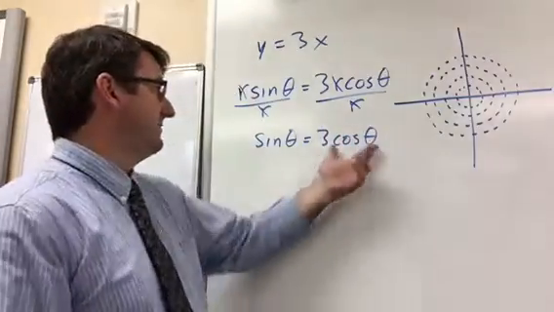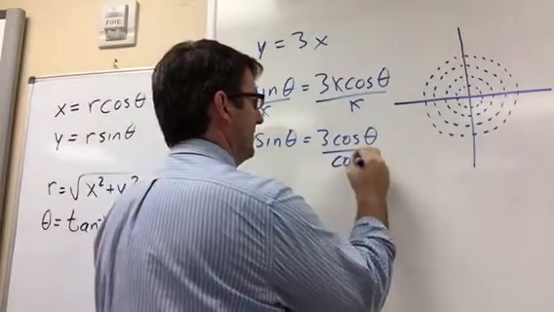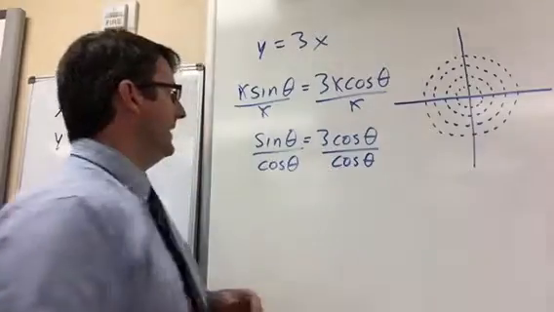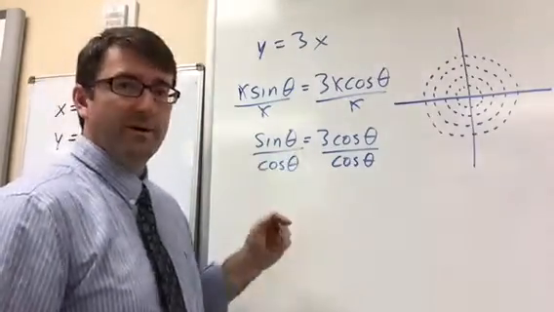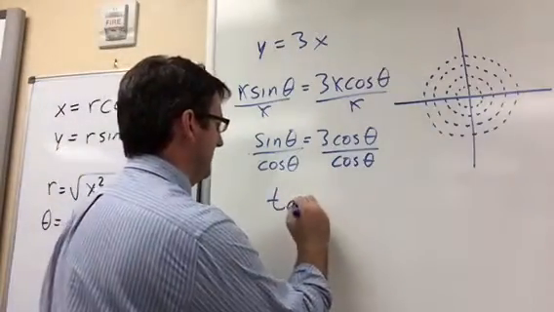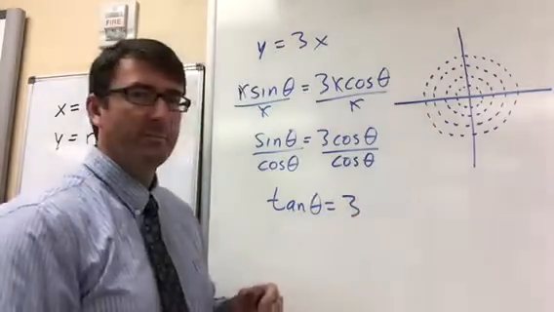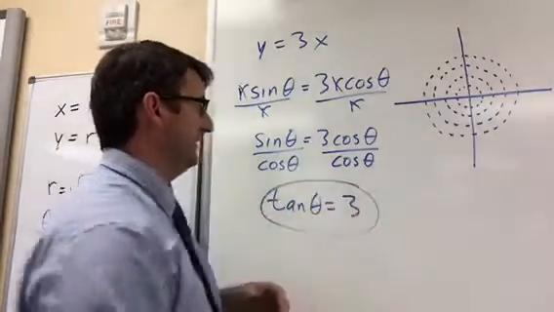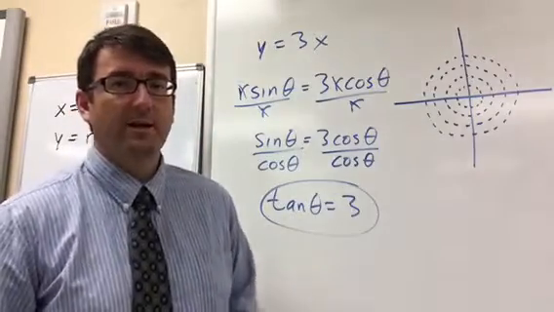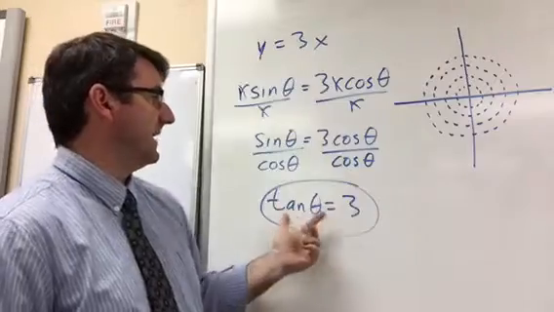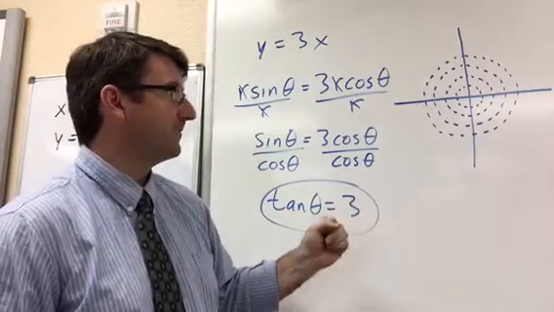And now to simplify this, we can divide both sides by cosine theta. And sine theta divided by cosine theta is tangent of theta, which is equal to 3. And we can leave that equation just like that. So the polar form of this equation is tangent of theta equals 3.